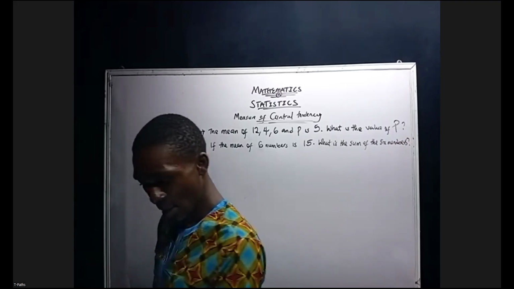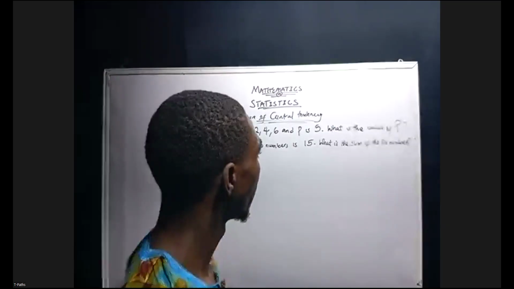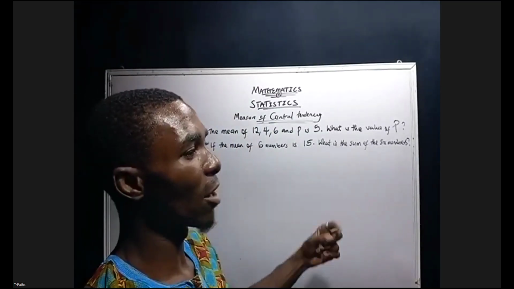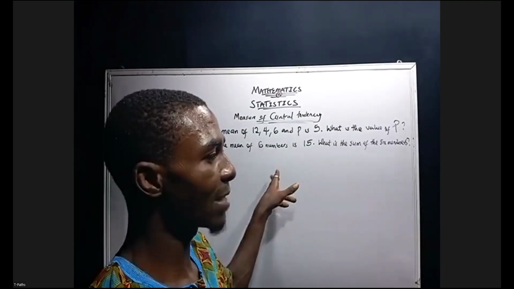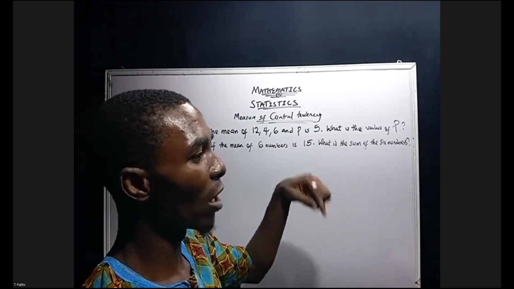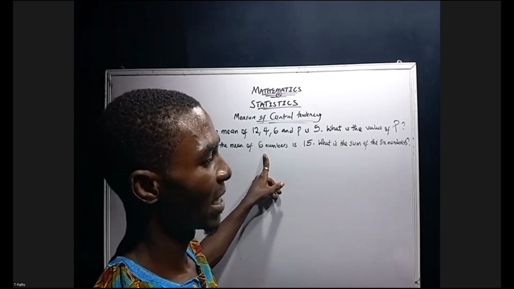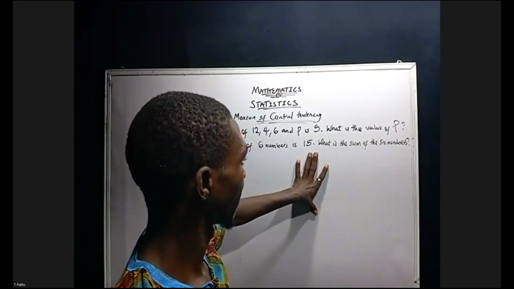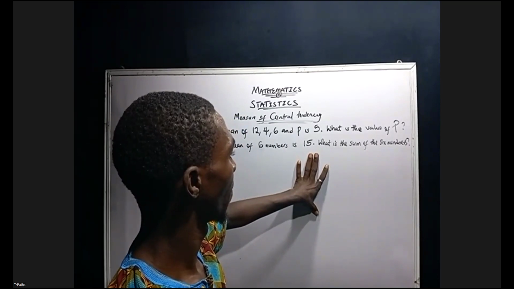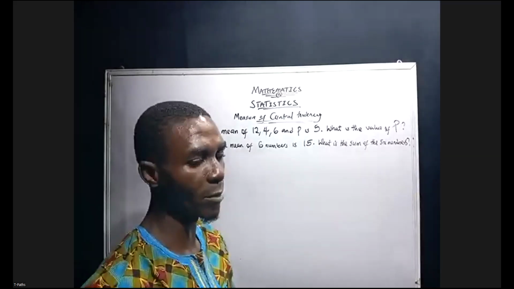In the question, I changed those numbers because we have solved something similar to it here on the board. So change it on your notes: if the mean of 6 numbers is 15. Use the idea of the previous one to solve this one.